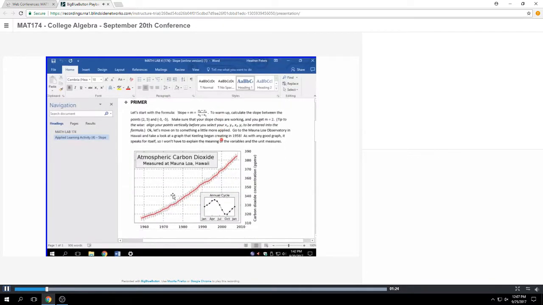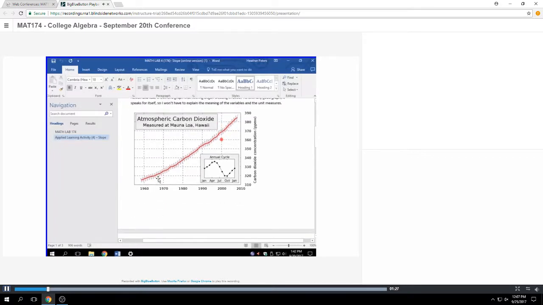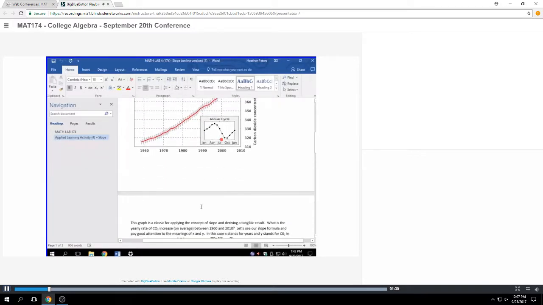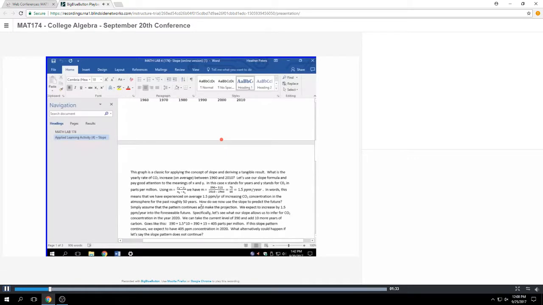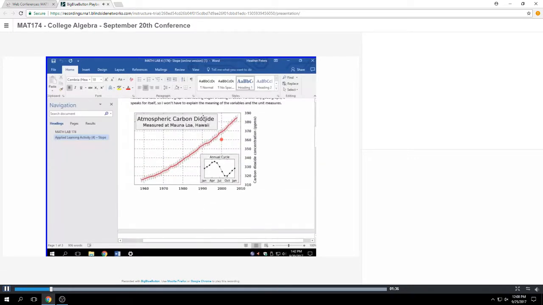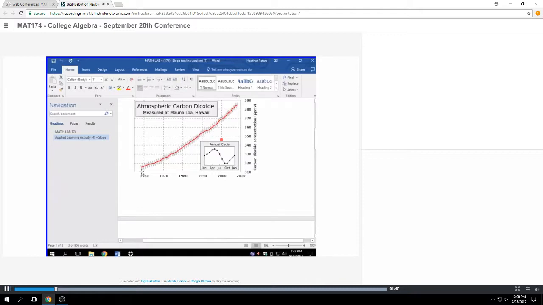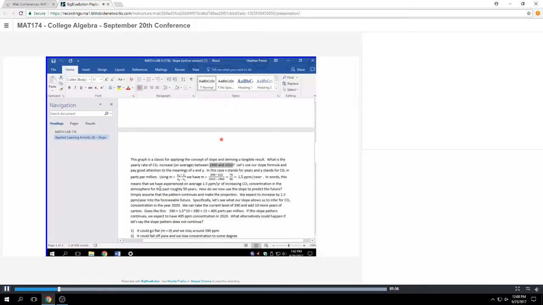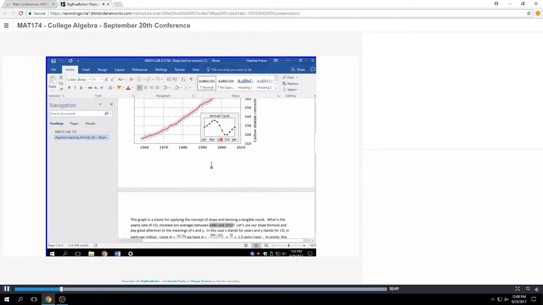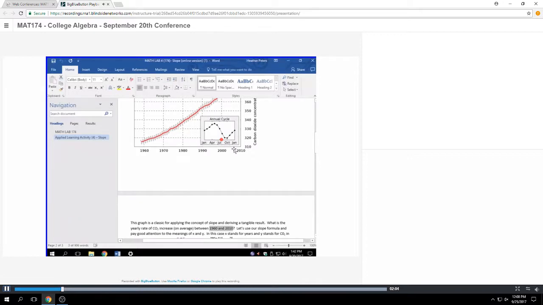It's taking a graph, and you're going to find 2 points on the graph and find the slope between them. This example is about the atmospheric carbon dioxide in Hawaii. The points we're choosing are between the years 1960 and 2010. You may have to estimate on some of these graphs where it's at. So 1960 looks to be about 315. So we'll use the point 1960, 315.